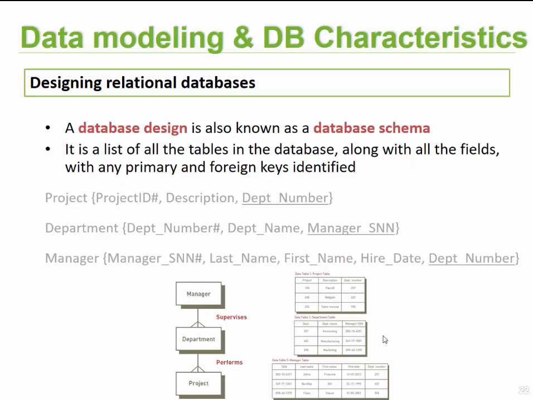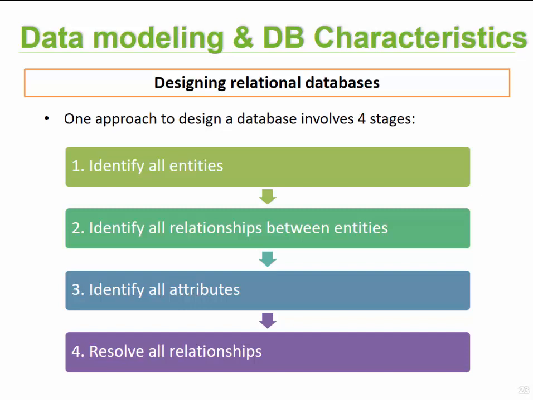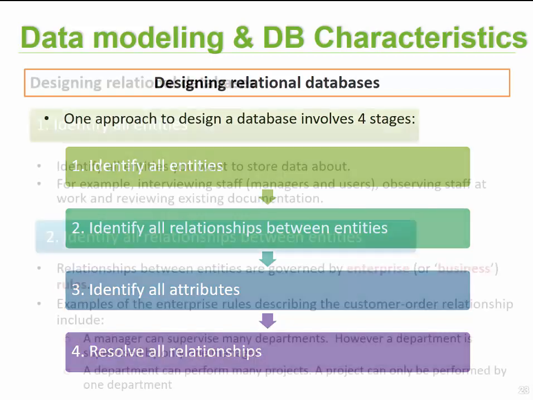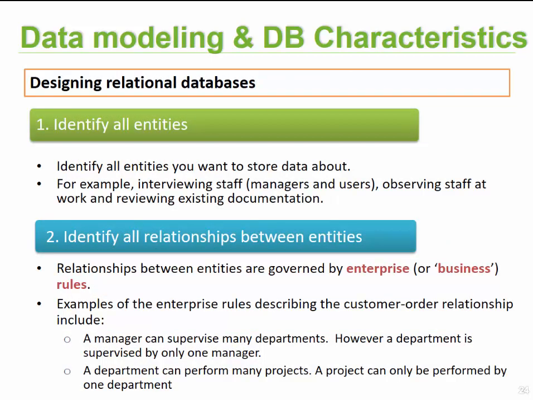Now, in order for you to develop a database, there are a few steps or stages that you need to go through, and we're going to look at each one of these in more detail. The first one is you need to identify all the entities. Secondly, you need to identify the relationships between entities. And lastly, you need to identify attributes and then finally resolve all the relationships. So for each one of these, we're going to go into a little more detail. Let's start off with the first one, identifying all the entities.